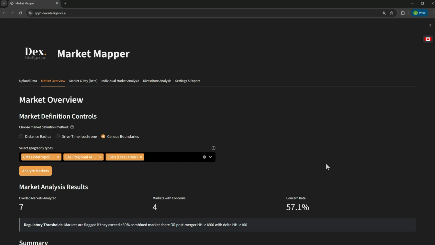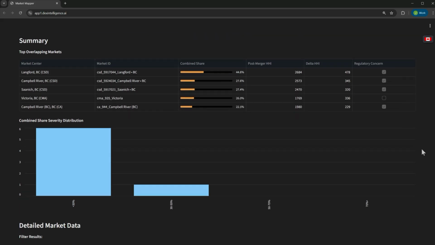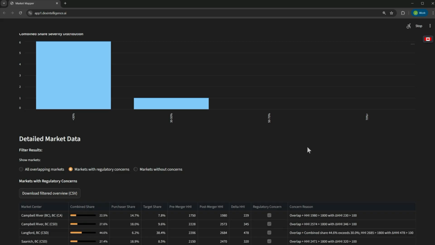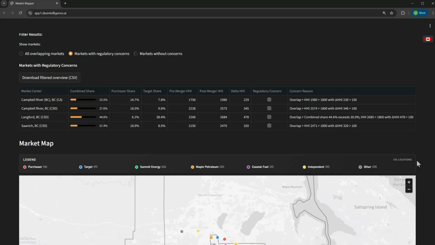So here it runs through all those thousands of census boundaries and identifies 7 where the parties overlap. And of those 7, we have 4 where the HHIs or shares potentially exceed the thresholds. And we can filter to show those. And we can also see all of the affected census boundaries on a map.